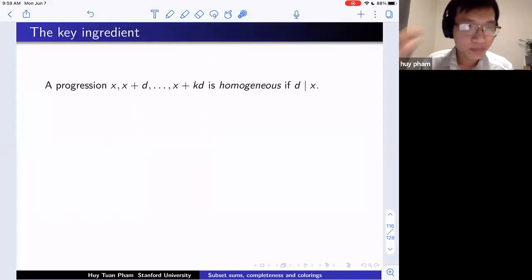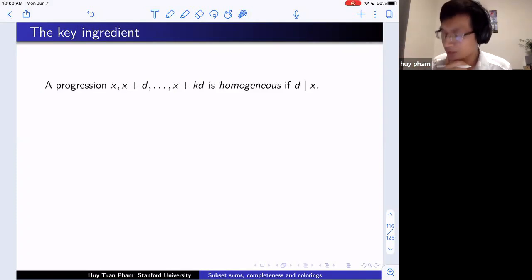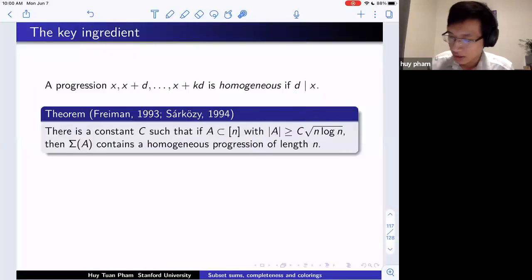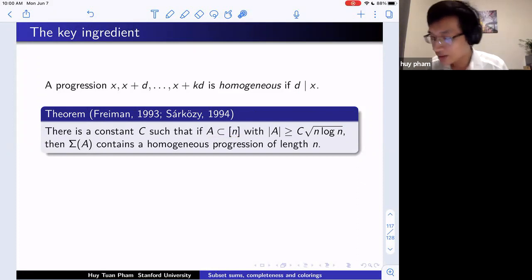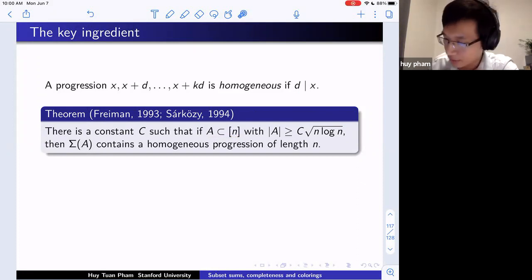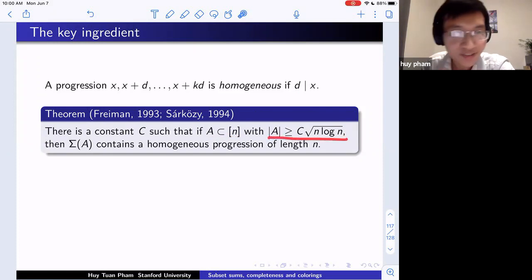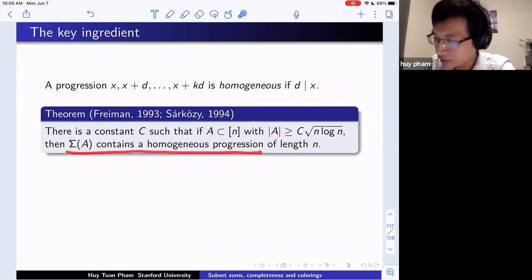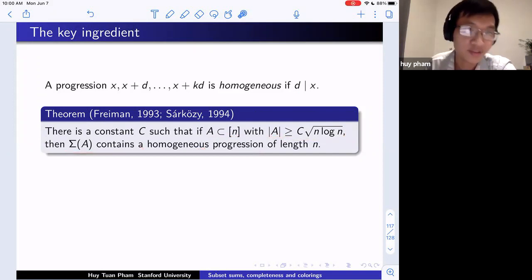And the key ingredient behind this result is a strengthening of a previous result by Freiman and Sárközy and Szemerédi and Vu. So we say that an arithmetic progression is homogeneous if every single term in the arithmetic progression is a multiple of the common difference d. And Freiman and Sárközy proved that if A is a subset of [n] and has size at least a constant times square root of n log n, then the set of subset sums of A will contain a homogeneous progression of length at least n. This is very similar to the theorem of Szemerédi and Vu that we stated earlier, except that this constraint is slightly stronger, but the conclusion is also stronger in the sense that we obtain a homogeneous progression, not just a progression.